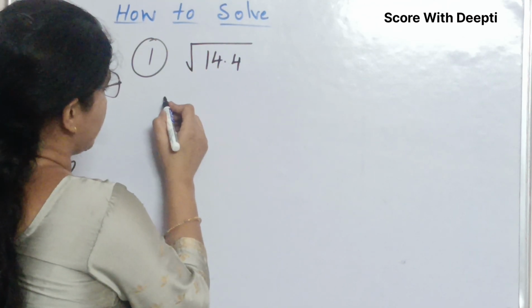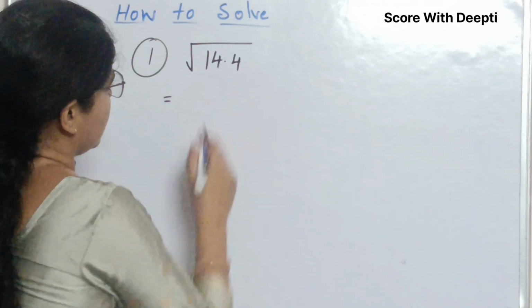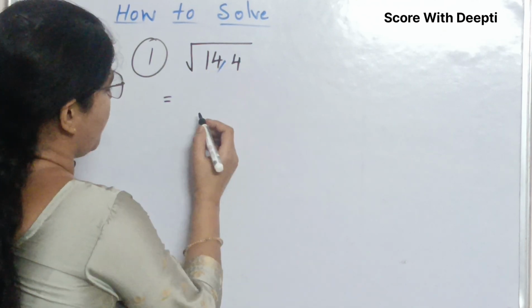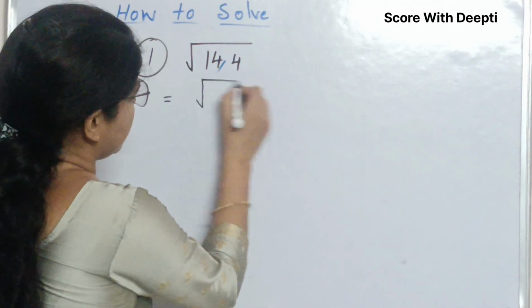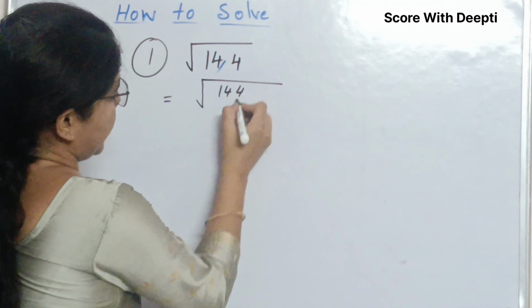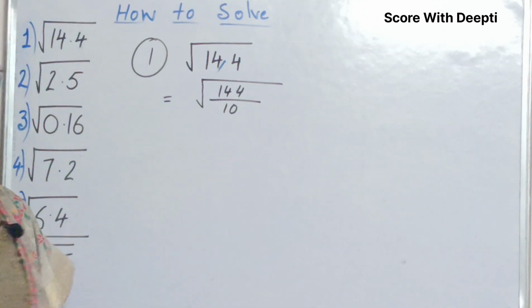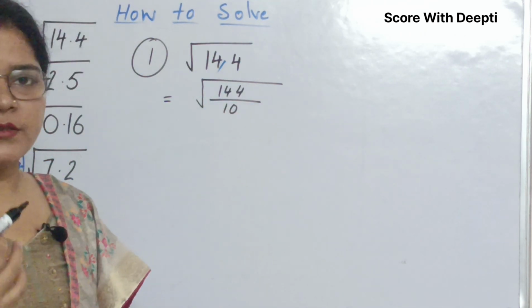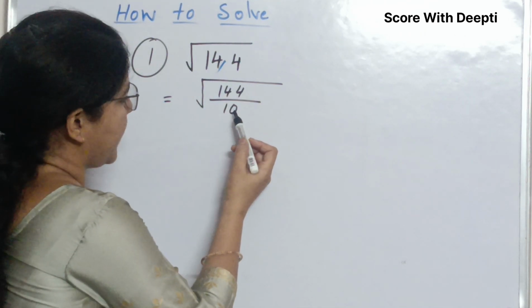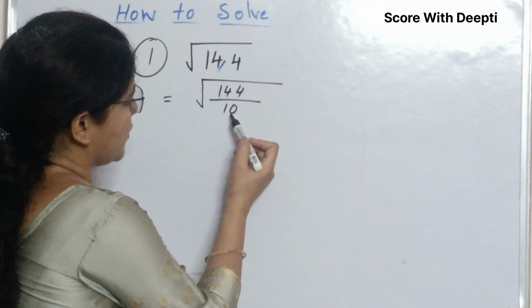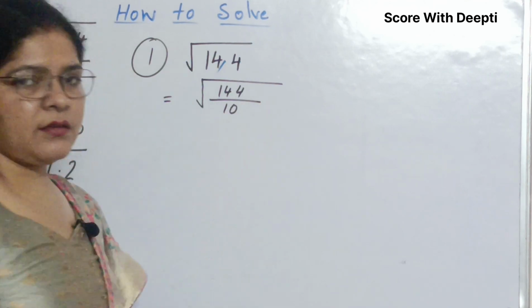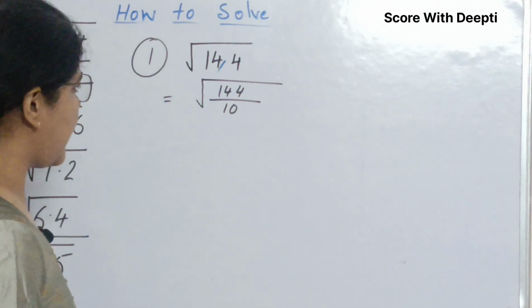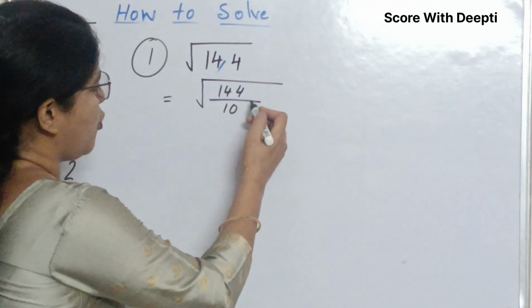So in our first step, we remove the decimal, and in place of the decimal, we write 10 in the denominator. Here is one digit after the decimal, so in the denominator, we write 10. In our next step, we separate both these terms.